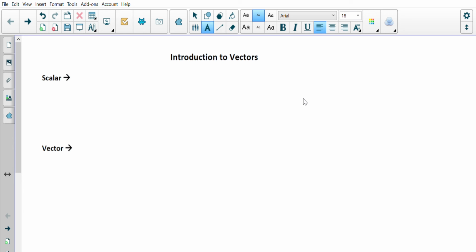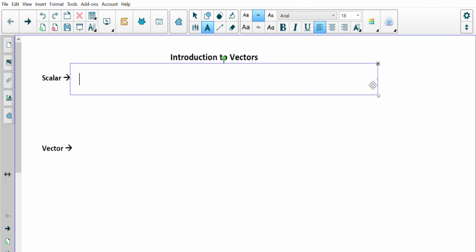So we'll get started here. And so again, for those of you who have no idea what a vector is all about, we have two things called a scalar and a vector. Now, a scalar we're used to dealing with. A scalar is a quantity.